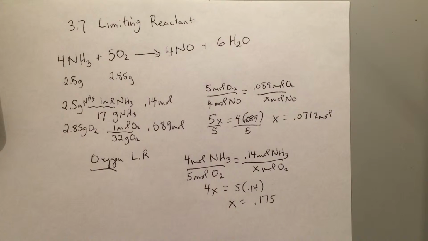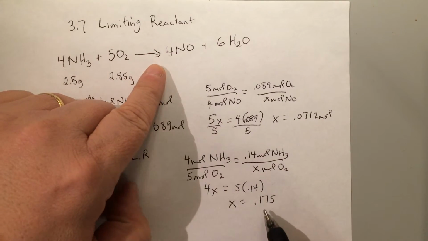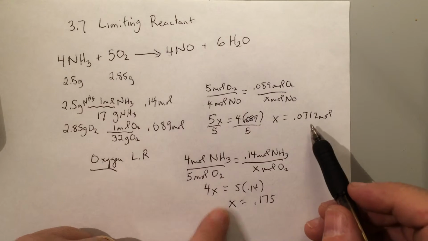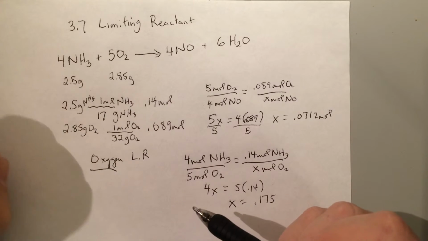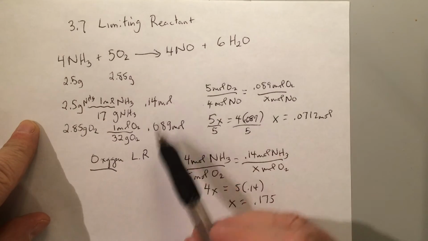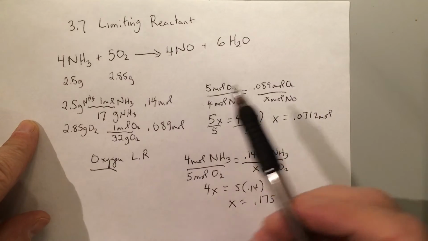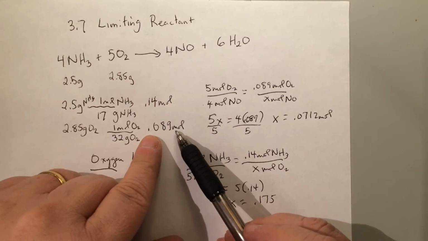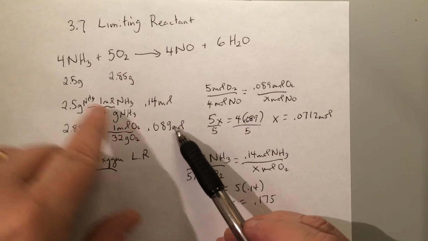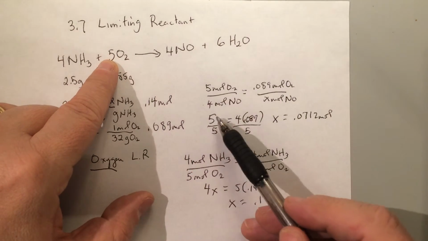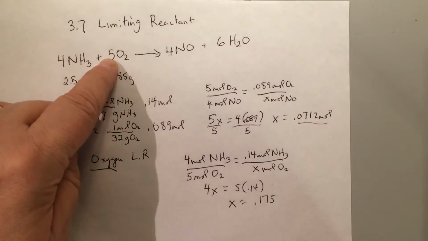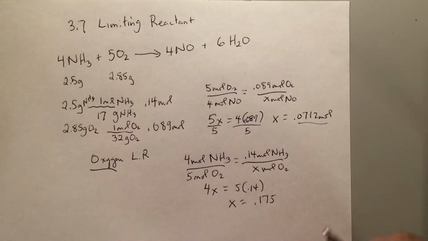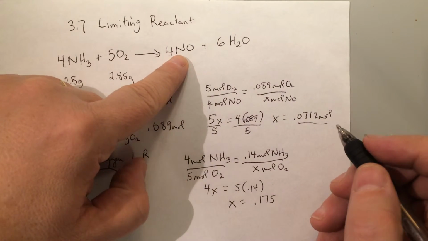The second question in this problem is how many grams of this form? Okay, well, you can only make as much as the smallest amount will make. You can't make the full 0.14 because I don't have enough oxygen. So I need to go from how much 0.089 moles makes. Well, 5 to 4 is what we just did. 5 to 4 is 0.09 to X, and we see that that is 0.0712 moles of nitrogen oxide.